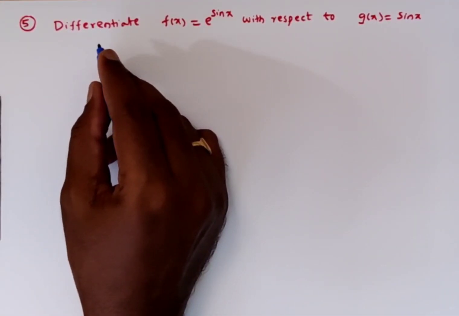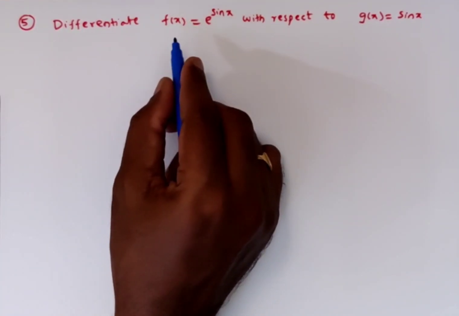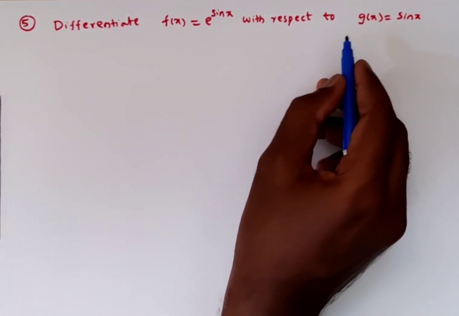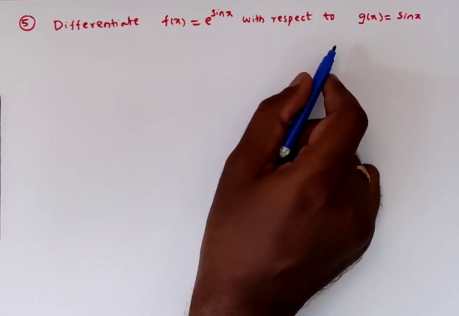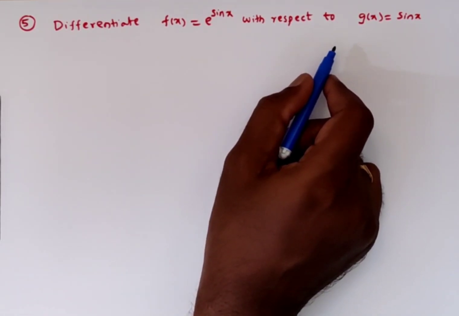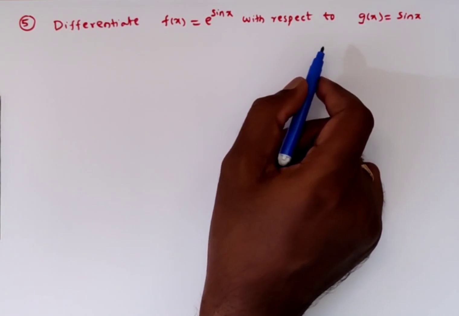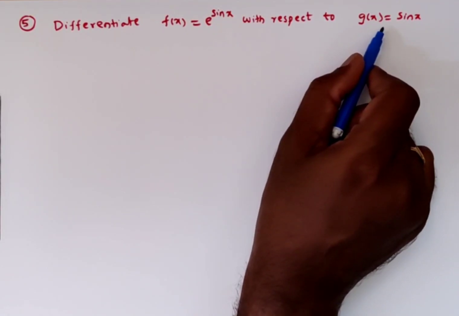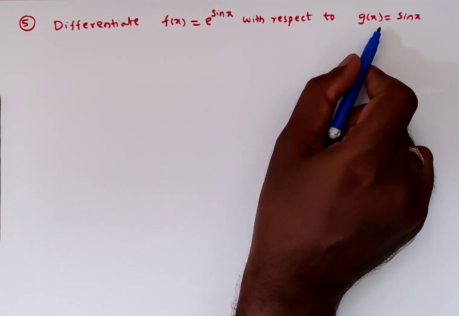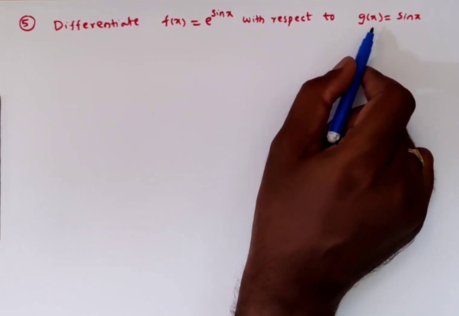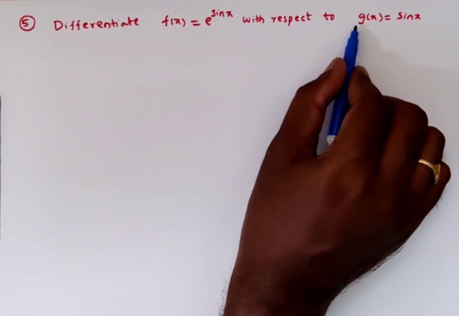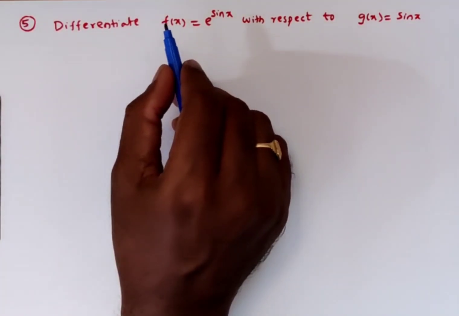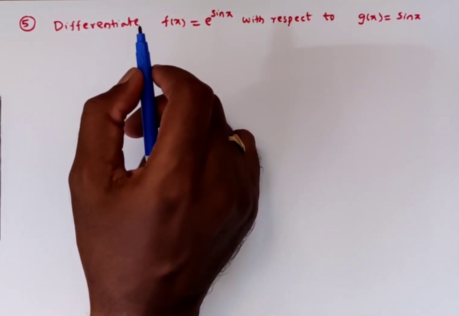So the fifth problem: differentiate f of x equal to e to the power of sin x with respect to g of x equal to sin x. Means you need to find the derivative of f with respect to g, right? We know the derivative of y with respect to x is dy by dx. Here, differentiating f with respect to g means df by dg. And both f and g are in terms of x, so individually you can differentiate both with respect to x.